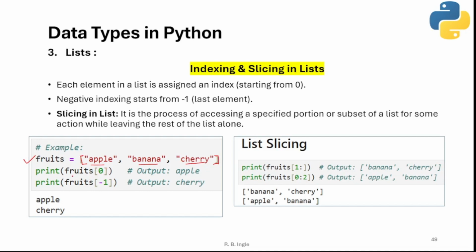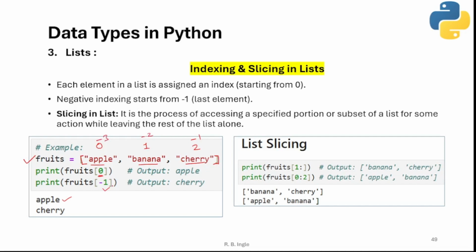So when I write fruit square bracket 0, it means what? It will give the element at index number 0, and we know index numbers start from 0. Apple has index number 0, banana has index number 1, cherry has index number 2. So when I write fruits 0, it will print the element which is at index 0. I am writing fruit -1. -1 shows the last element. So it is the index -1, -2, -3.